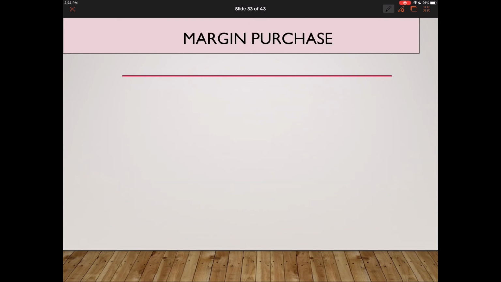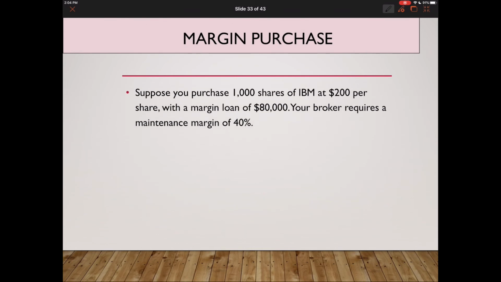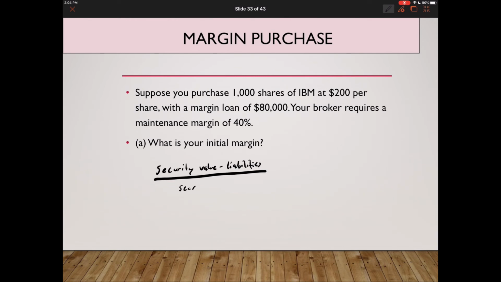So let's do an example here. Suppose you purchase 1,000 shares of IBM at $200 per share with a margin loan of $80,000. Your broker requires a maintenance margin of 40%. What is your initial margin? So once again, your equation is security value minus liabilities, which tells you how much equity you have, divided by the security value, equals your margin.